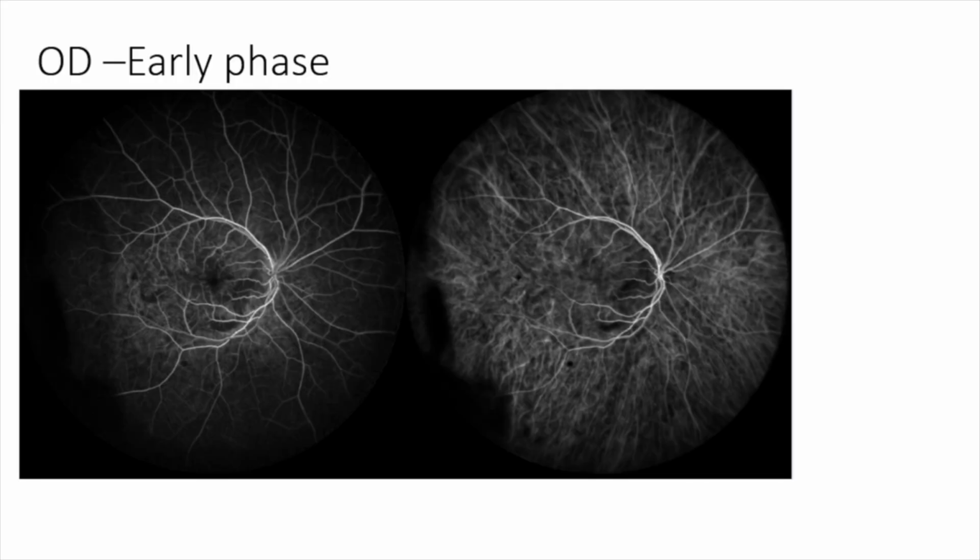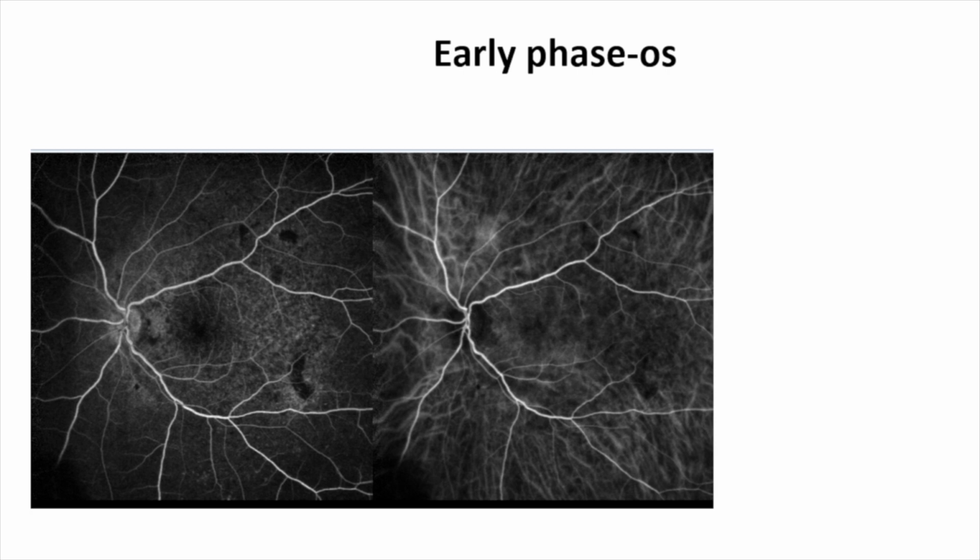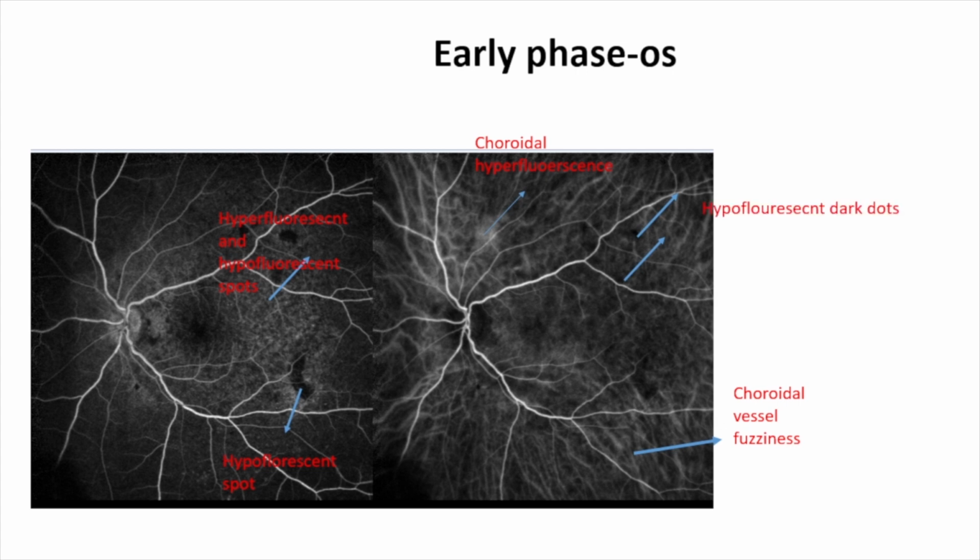In the early phase in the right eye, the FFA shows early hyperfluorescent leaks with hyperfluorescent areas. The ICG shows choroidal hyperfluorescence with hypofluorescent dark dots. This is because of inflammatory foci. In the left eye early phase, the FFA shows mixed hyperfluorescent and hypofluorescent patches. In ICG, you have choroidal hyperfluorescence and choroidal vessels whose margins are fuzzy, and you have hypofluorescent dark dots.